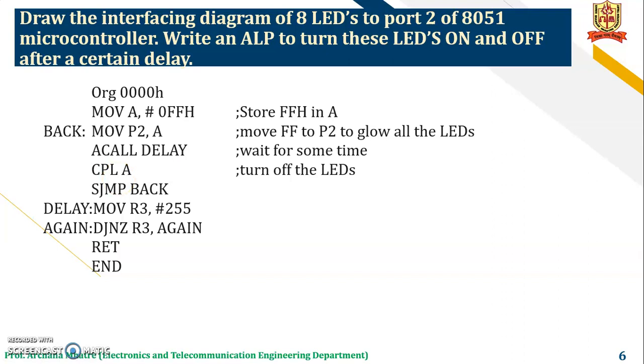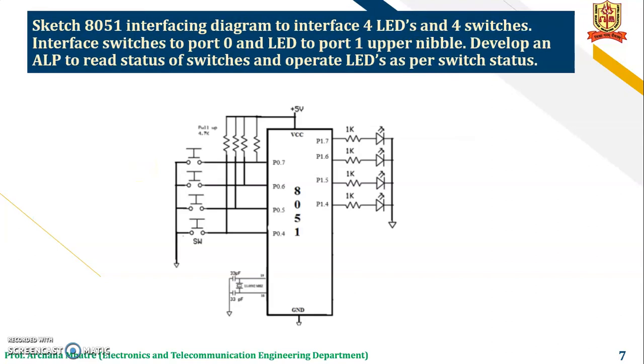So if you want to repeat the process, then the label should be written over here. Now the next program is: sketch an 8051 interfacing diagram to interface 4 LEDs and 4 switches. Interface switches to port 0 and LEDs to port 1 upper nibble. Develop an assembly language program to read the status of switches and operate the LEDs as per switch status.